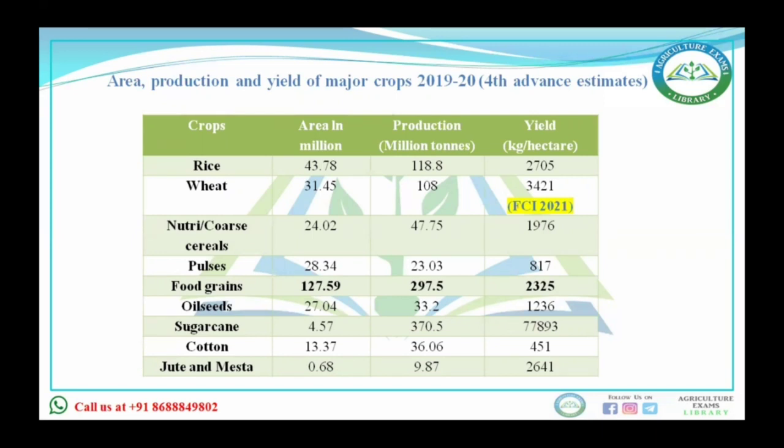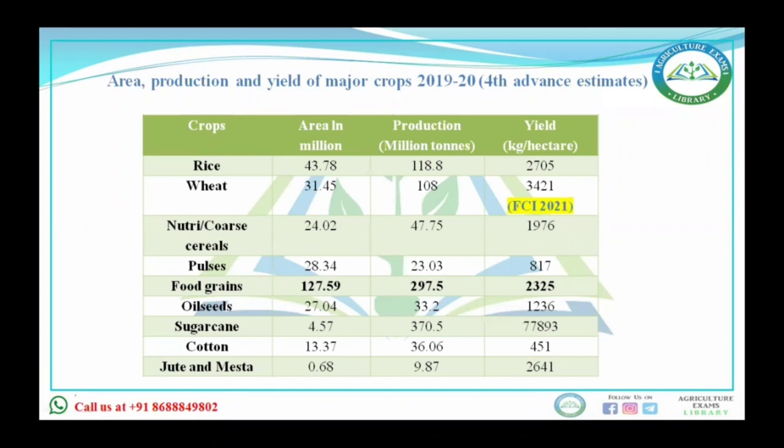This question was asked in FCI. For Nutri cereals, area under it is 24.02, production is 47.75, and the yield is 1976. For pulses, area under it is 28.34, production is 23.03, and yield is 817. Total food production, area under it in million hectare is 127.59, production is 297.5, and yield is 2325.